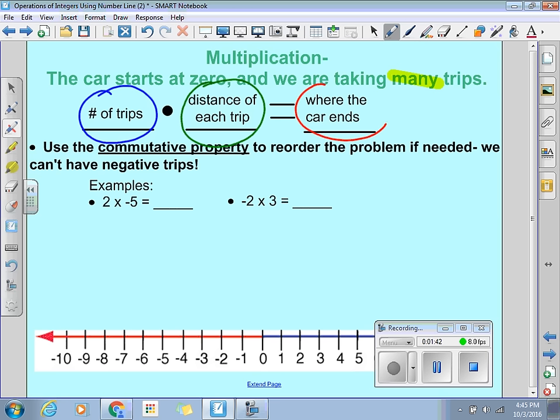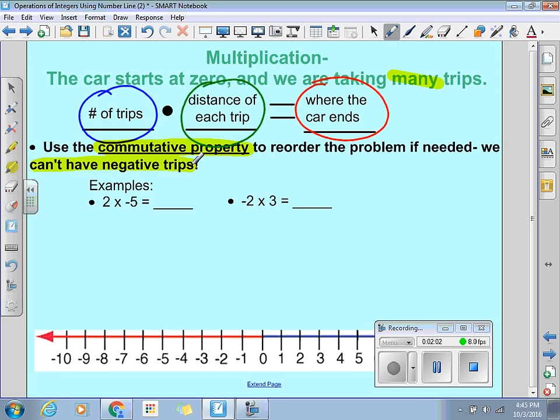Now sometimes we're going to have to use that commutative property as we did before to reorder the problem if we need to, because we can't have negative trips. So we might have to reorganize our problem and pull out that negative. Okay? So let's look at the first example.